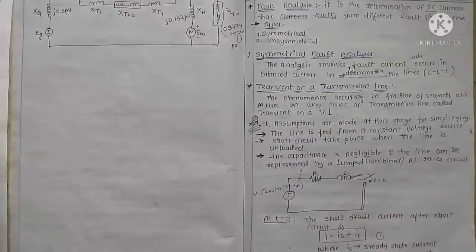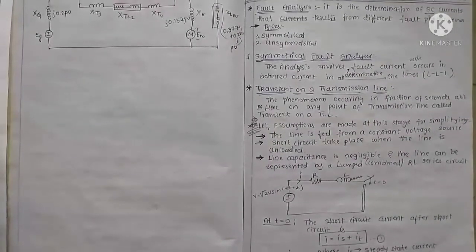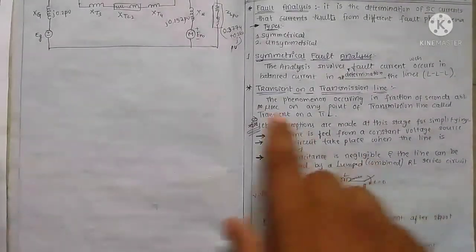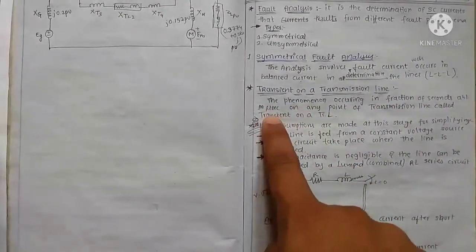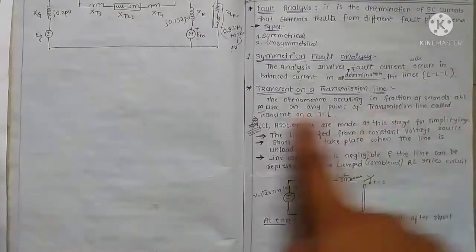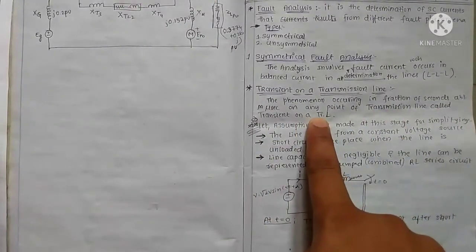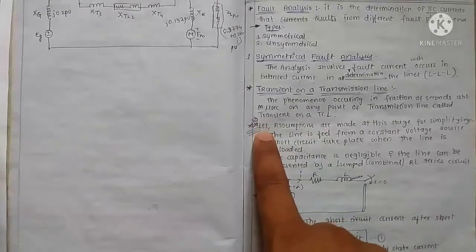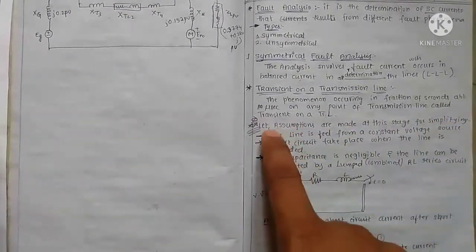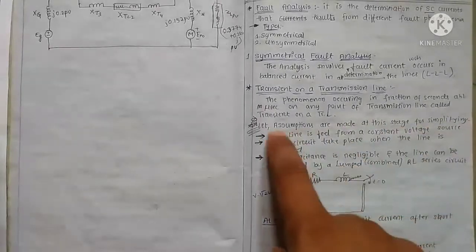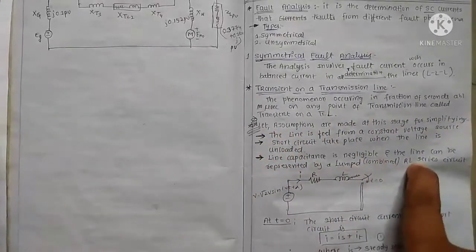Now we are dealing with the transient period on a transmission line. This is a type of derivation, and I'll just go through it. The phenomena occurring in a fraction of a second, about microseconds, at any point of a transmission line is called the transient of the transmission line. Some assumptions are made at this stage for simplifying. These assumptions are very important. They are asked many times in examinations.